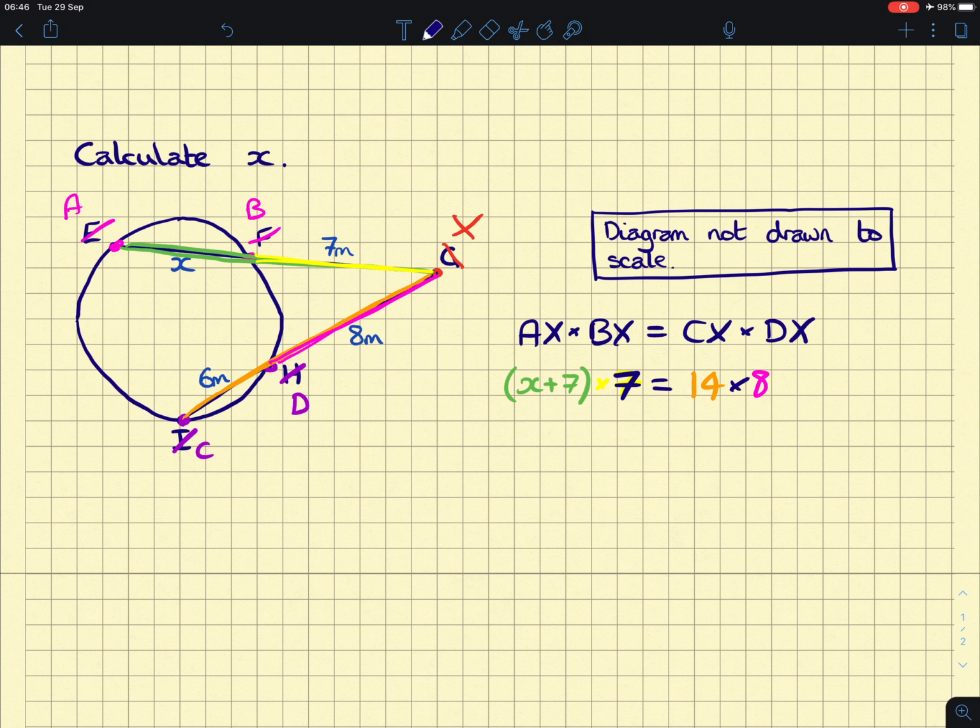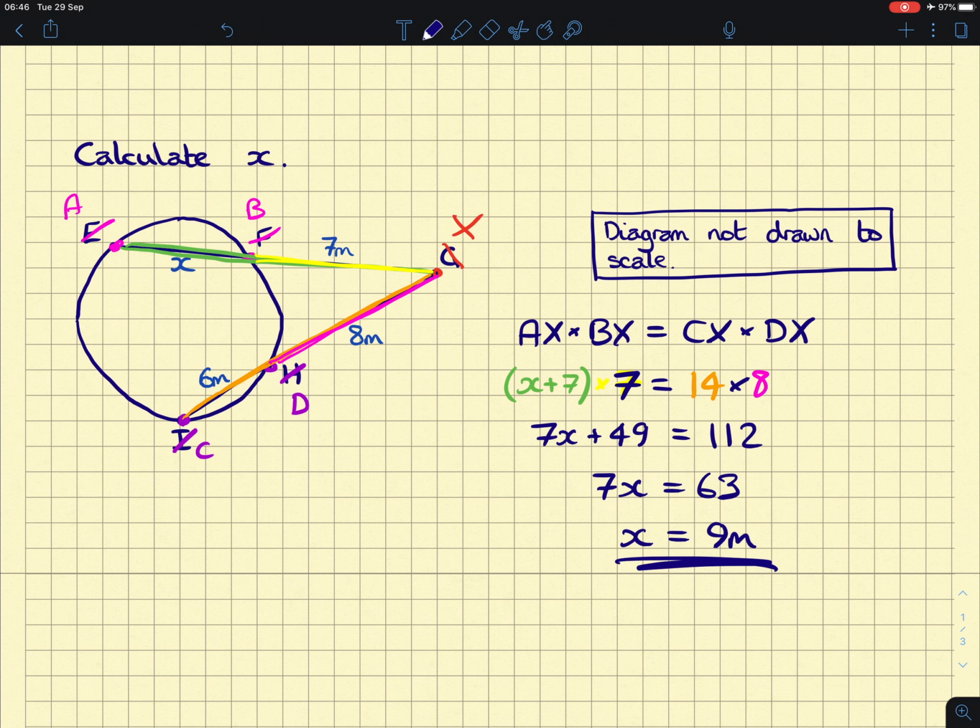Okay, so I've substituted everything in correctly, and then we solve the equation that we have left over. So breaking out that brackets is going to give me 7x plus 49. On the other side, we're going to end up with 112. I then take away 49 from both sides, and I'm going to get 63. And then we divide both sides by 7, and we get x equals 9. Nope, I almost wrote centimeters. It's meters in this question.